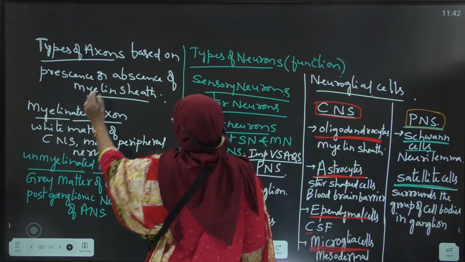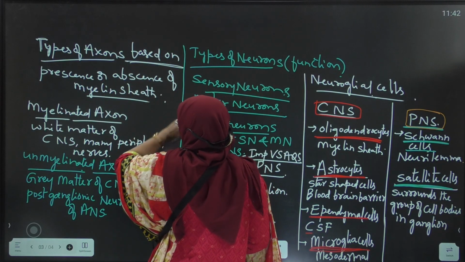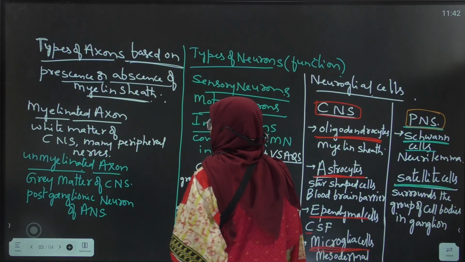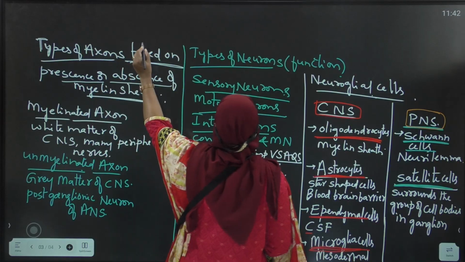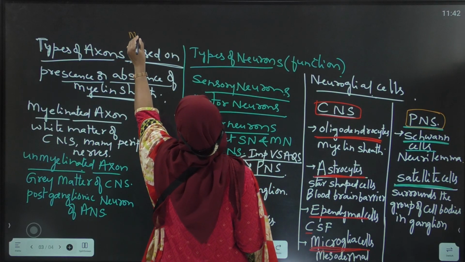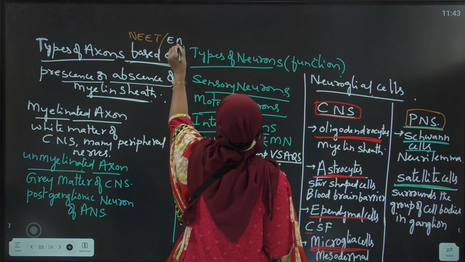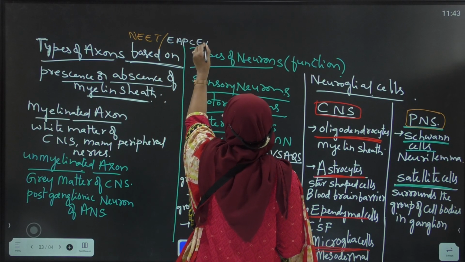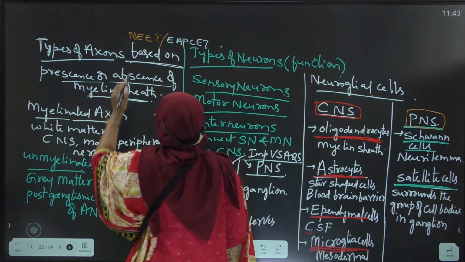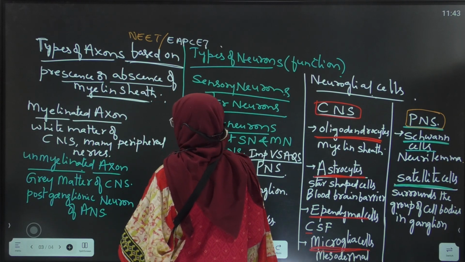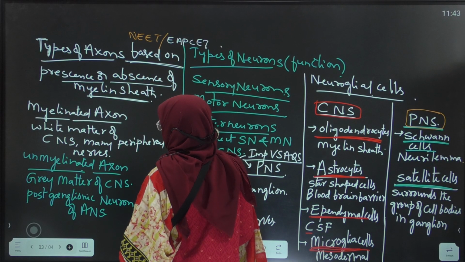Next, types of axons. Types of axons based on the presence or absence of myelin sheath. This is also important for NEET and EPSET. Here, types of axons based on presence or absence of myelin sheath.